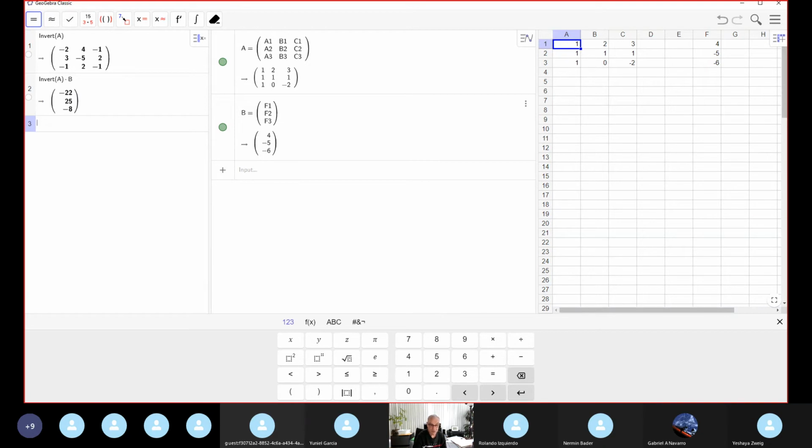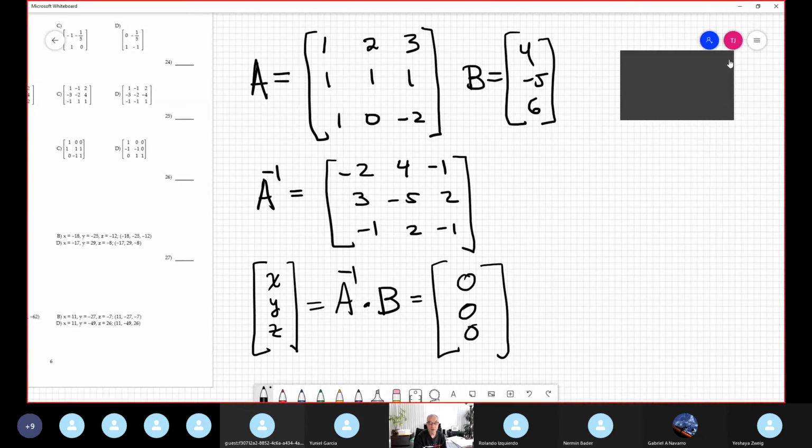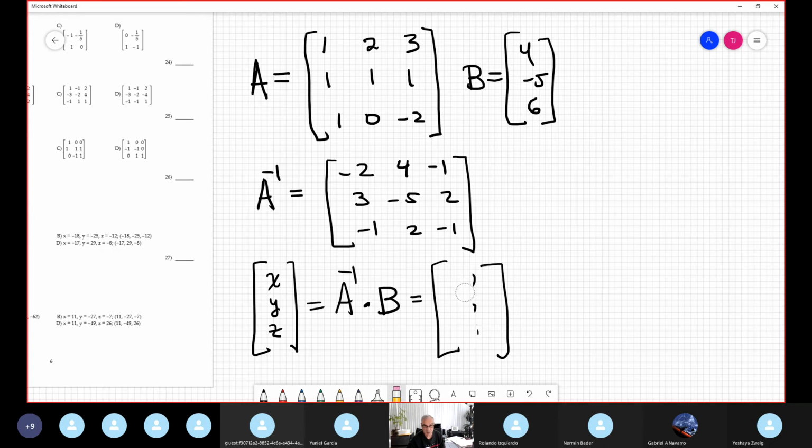Okay, let me check it just in case, on the whiteboard. That's good. Could you check this number and the inverse matrix? It's exactly the same we computed in GeoGebra. And in GeoGebra, remember, I put invert. This is the language of GeoGebra: invert A, multiplication B, and you get that.